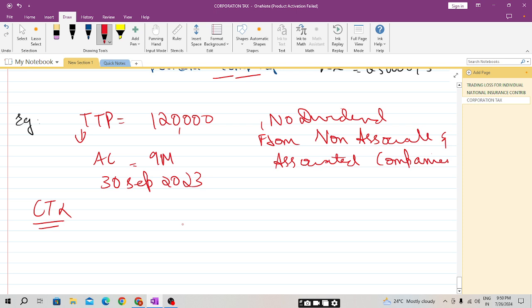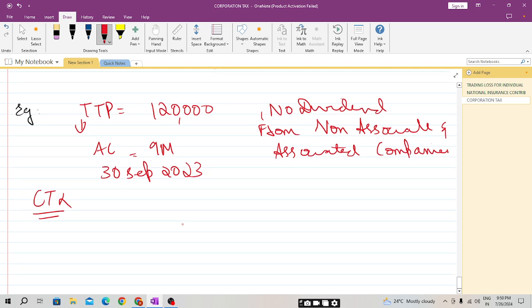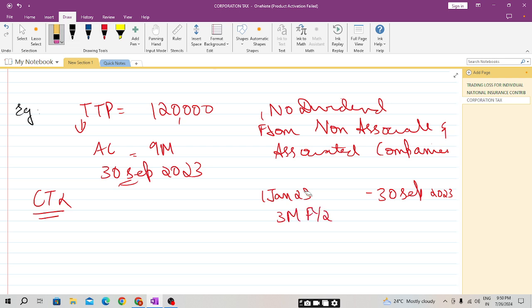This is the question, students. This is for 9 months. 9 months means 1st January 23 till 30th September 23. I hope this is clear. So this is 3 months for financial year 22, and this is 6 months for financial year 23.